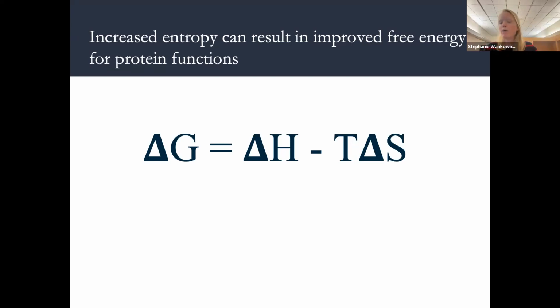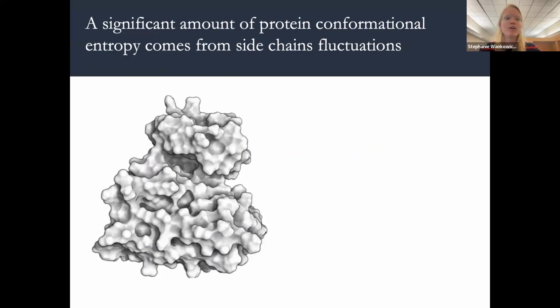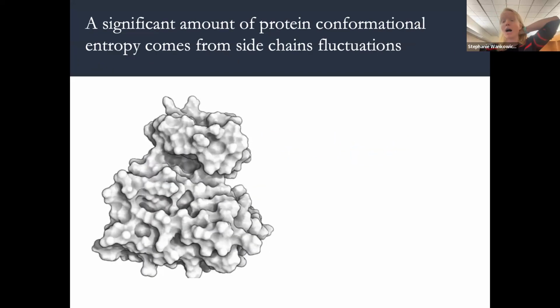And so my work really focuses on how we can better estimate this entropic portion, which we are horrible at doing currently. And it is likely severely contributing to the fact that we really have poor estimates of delta G when we're estimating ligand binding, when we're estimating mutations, when we're estimating any sort of other perturbation to the protein. And so a significant amount of protein conformational entropy actually comes from side chains.